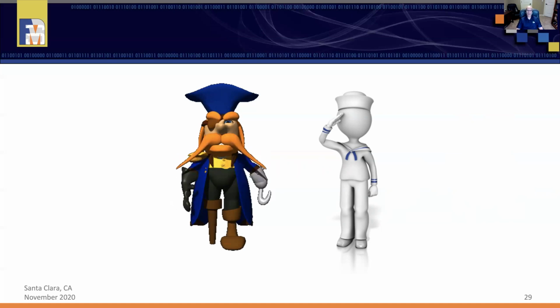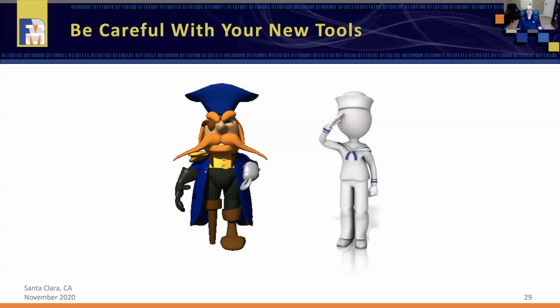"How'd you lose the eye?" He mumbles a little bit, doesn't say anything. "No, no, really, tell me, how did you lose your eye?" He says, "Well, a bird crapped in my eye." "A bird crapped in your eye? How did you lose your eye over that?" "Well," he said, "it was the first day with the hook." Be careful with your new tools.